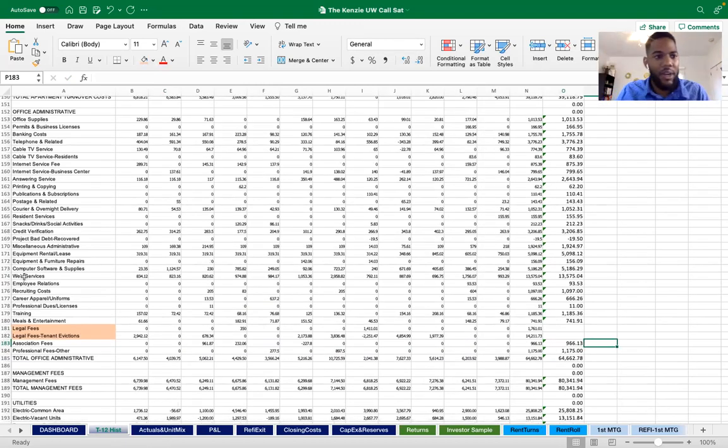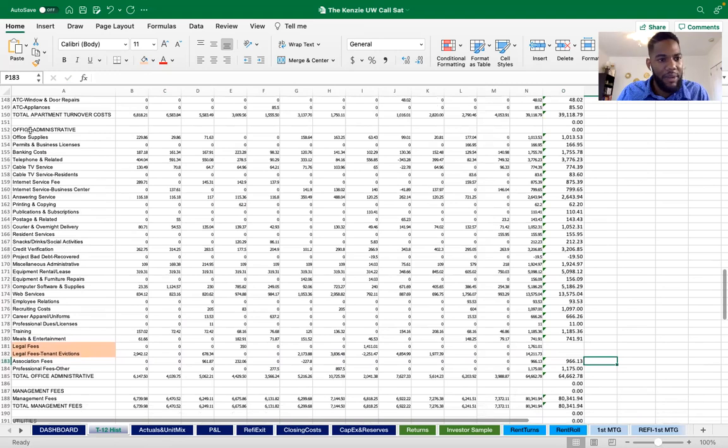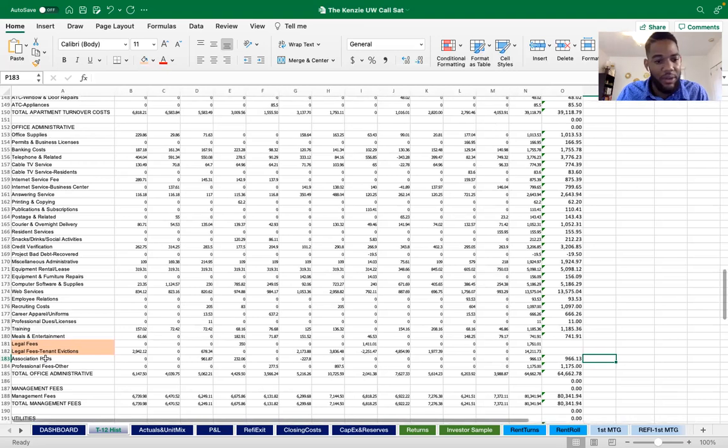Outside of that, guys, are we cool with putting everything else here in office and admin? I mean, I'm sorry, office G&A. We've got office supplies, banking costs, telephone, cable, all of these are related to the office. So it should be fine to just lump in all of these, outside of those legal fees, in G&A. So let's just go ahead and do that.